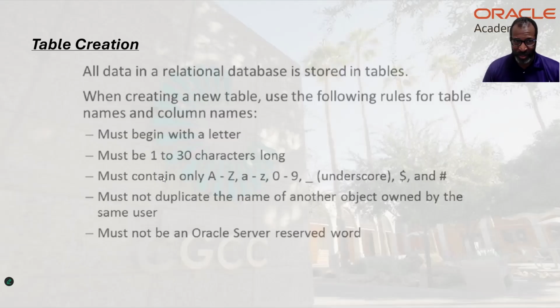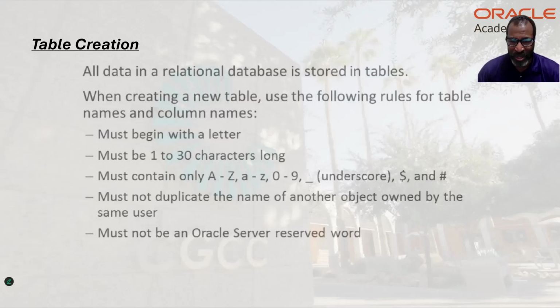Even in our modern day of naming conventions, those are still the restrictions. Must contain only uppercase A to Z, lowercase a to z, or 0 through 9, underscore, $, or hashtag or pound sign. Those are the only characters that are allowed in a table name. Must not duplicate the name of another object. So it says owned by the same user.